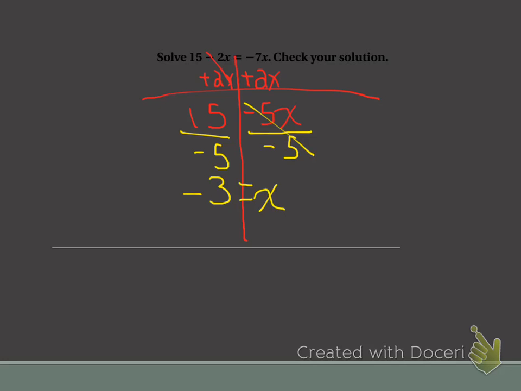So let's put that in real quick to check. If I plug in negative 3, I get 15 plus 6 is equal to 21, and of course, 15 plus 6 is 21, so that is equal. So it checks out. That is true.